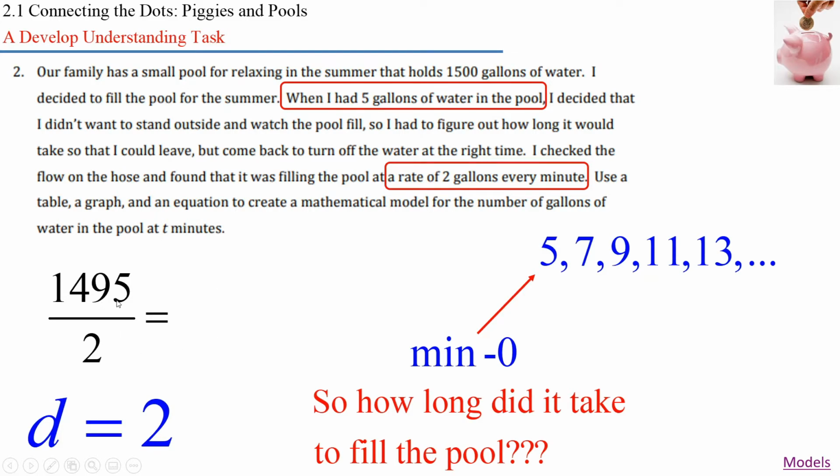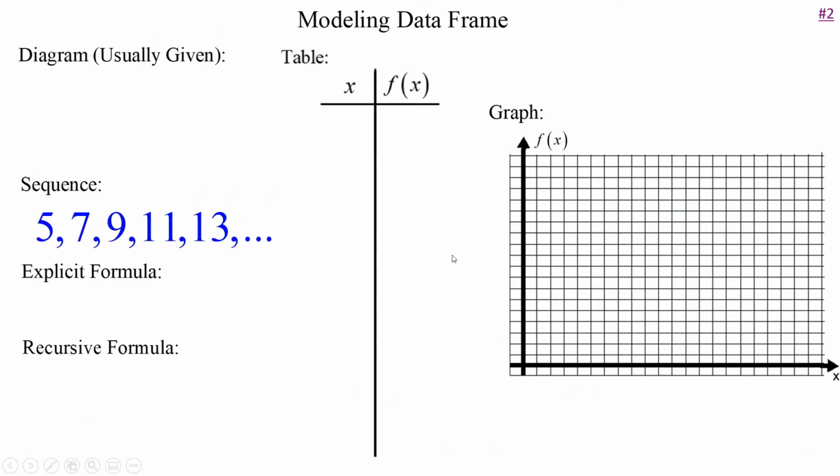So what is 1,495 divided by 2? That's going to be 747.5 minutes. That's going to take quite some time right there. So this is why we didn't want to stand and watch it fill. All right, that's great. So we have a sequence. We have all the information we need right here. Let's do the rest of our models.